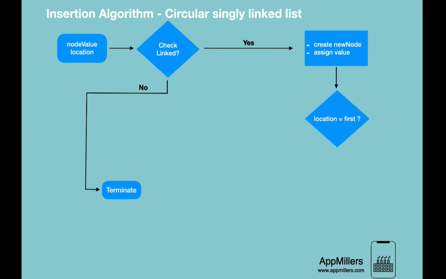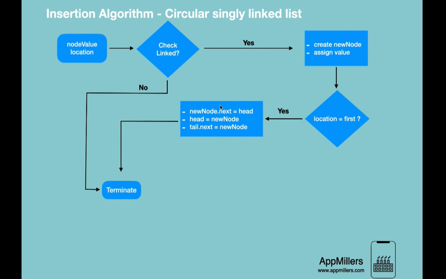Then we continue to check the location parameter. If the location points to the first location, then the reference of the newly created node gets updated to head, because right now the head holds the physical location of the first node. Once it's updated, it creates a link between the newly inserted node and node 1. Then we update the head value to this newly created node and tail's next reference to the new node, because right now tail's next reference points to node 1, which was the first node before. After performing this operation, we terminate our algorithm. So with this, an insertion of a new node at the beginning of a circular single linked list is completed.